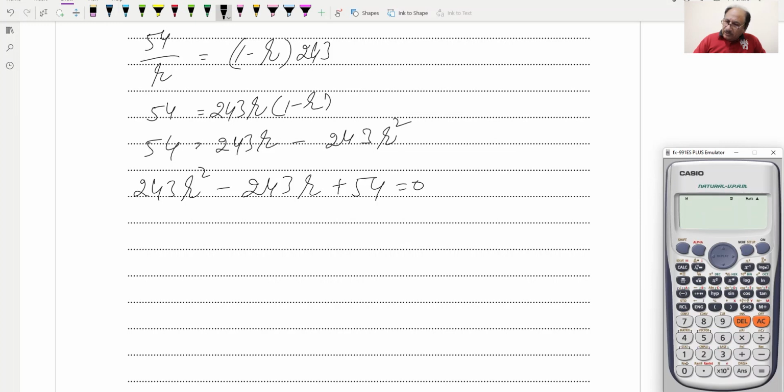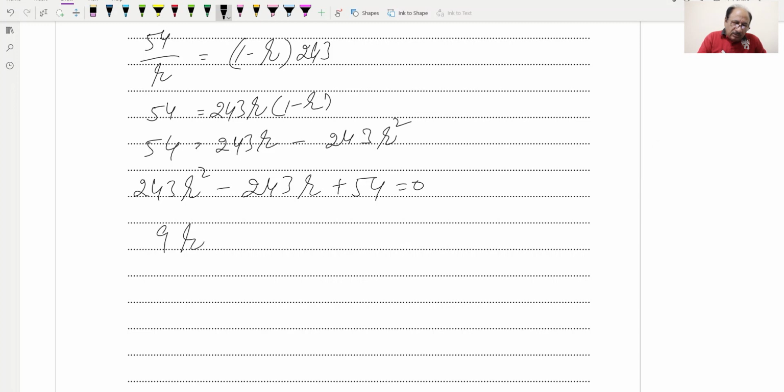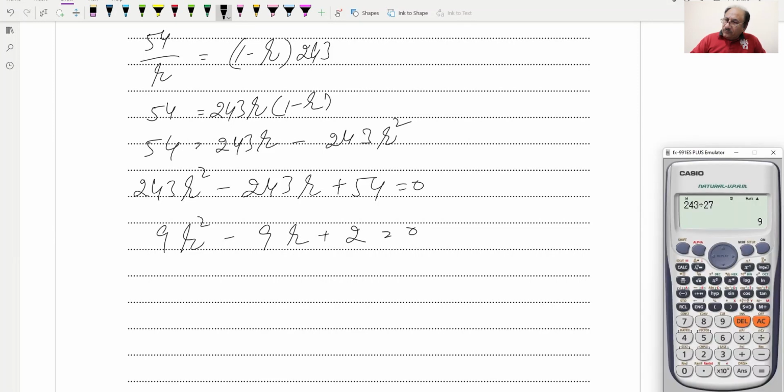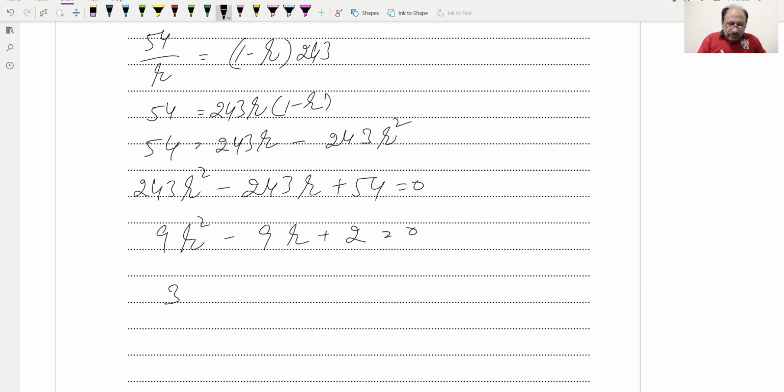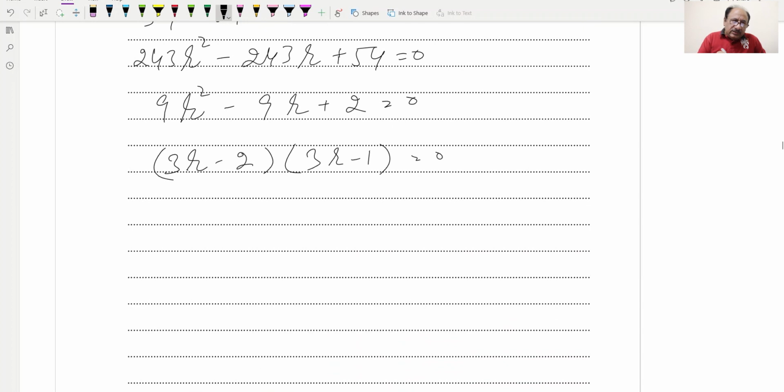27. Maybe it's divisible by 27. 243 divisible by 27, yes, so it will be 9R squared minus 9R plus 2 is equal to 0. And now we can solve by splitting: 9 minus 9 and 2 will result in 2 by 3 and 1 by 3. So (3R minus 2)(3R minus 1) is equal to 0. And hopefully you are getting everything. So now we can say R is equal to 2 by 3 and R is equal to 1 by 3.